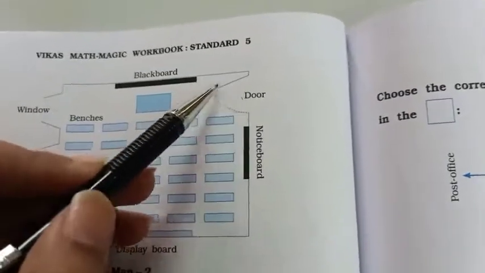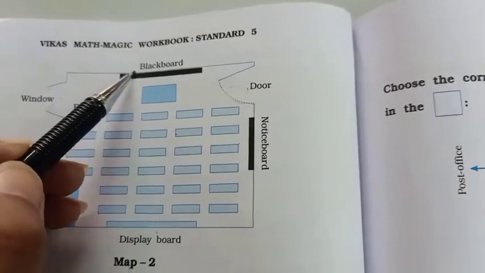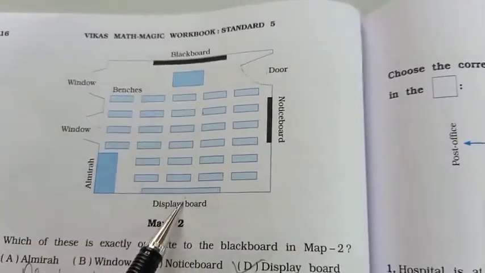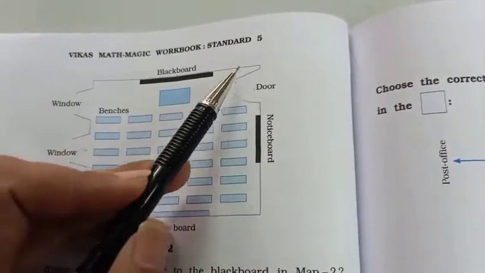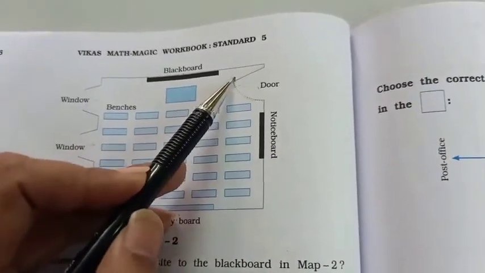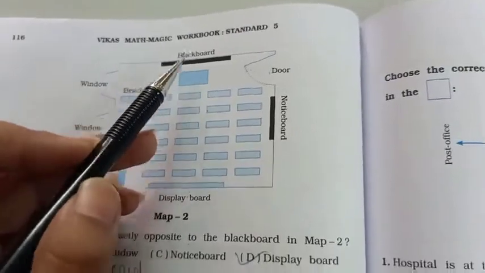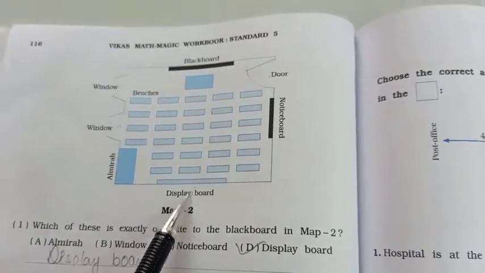There is a door. Now this side of the door there is a blackboard, and opposite of the blackboard is the display board. Remember, again I am repeating, there is a door, here there is a line, beside this there is a blackboard, and opposite of that there is a display board.